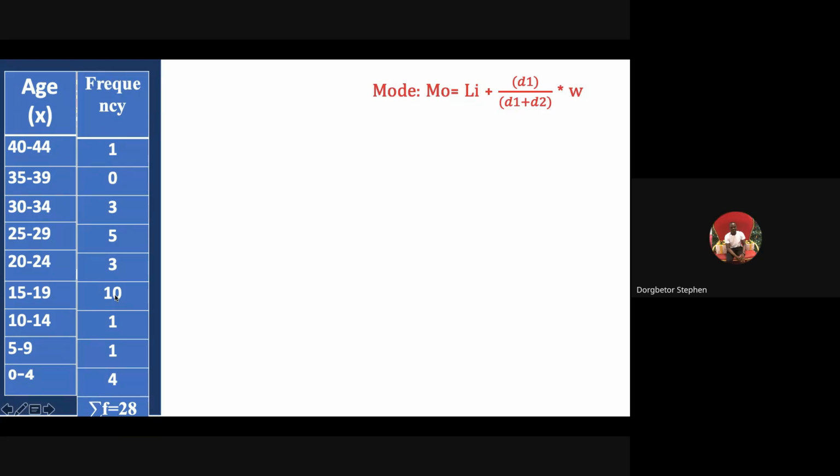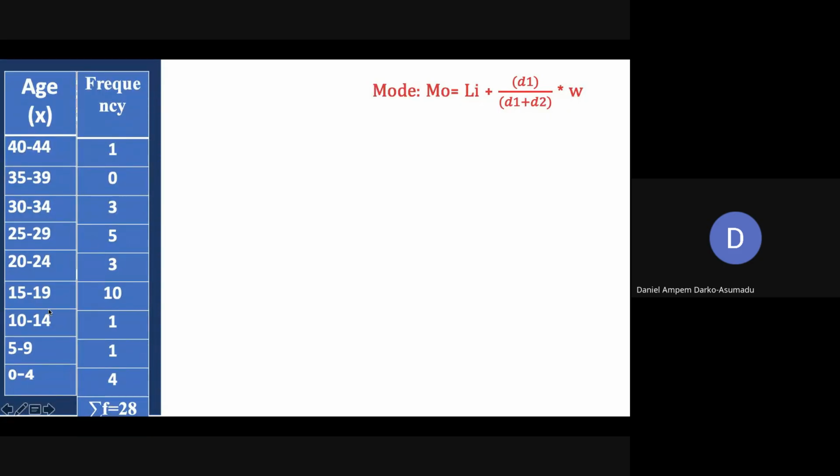Yes, sir. So it is not one. I know why you are saying one, because one is occurring 1, 2, 3. No, that's not what we mean. What this one means is that people who fall within the ages of 40 to 44 is just one person.